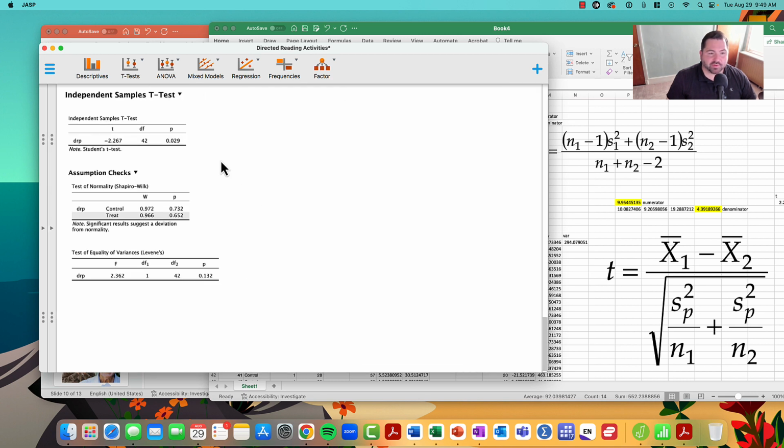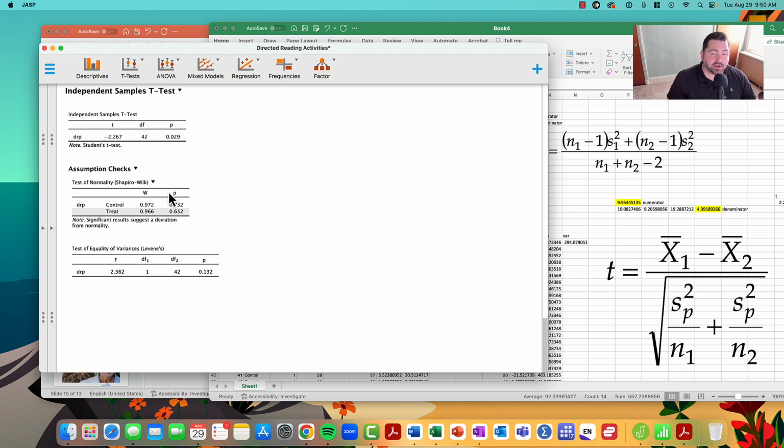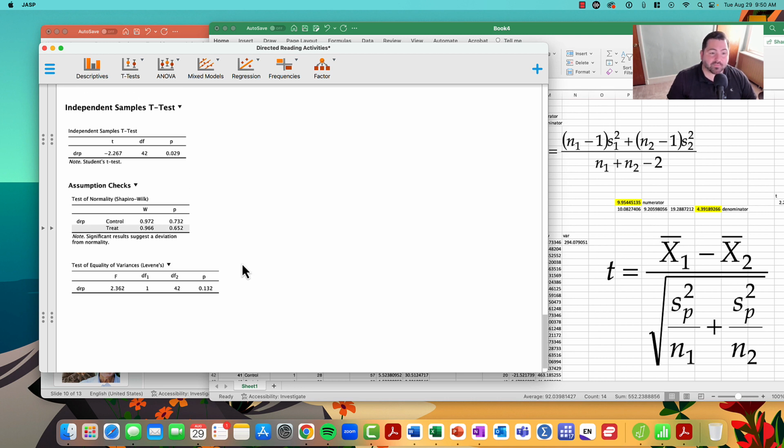When we explore these data, you can see that when we first check the homogeneity of the variance assumption, the p-value of 0.132 is statistically non-significant, which tells us that the variances of these groups, 294.079 and 121.162, are not statistically different from each other between the groups, which means we can make a fair comparison between the data collected.